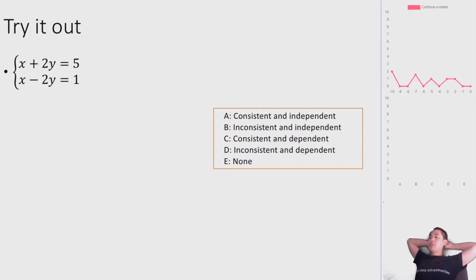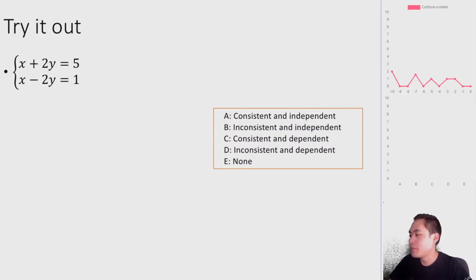So the question... Okay, so we've started getting some responses. We have 1A, a couple A's. Okay, yeah. So it turns out if you graph these 2 lines, they intersect. And so that means they're consistent because they have a solution. And they're independent because the 2 lines, you can't multiply one of the equations and get the other one. So A here is the correct answer.